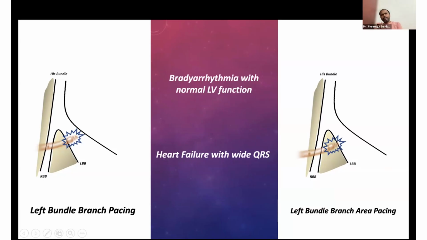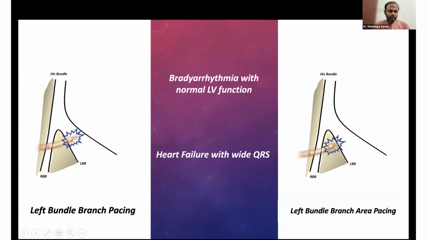which probably you can accept after multiple attempts in a patient with bradyarrhythmia and normal LV function. When the baseline LV function is normal, probably left bundle branch area pacing can be accepted after multiple attempts of getting into the left bundle.